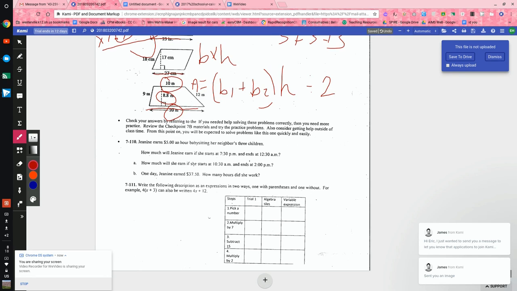Next question. Jeannie's earning $5 an hour to babysit, so you're going to have to calculate how many hours she worked, multiply it by 5. Same thing here. How many hours did she work? Multiply it by the 5. How much money she made. Here, we're going to have to go the opposite. You're going to have to divide the $37.50 by the $5. Figure out how many hours she worked.